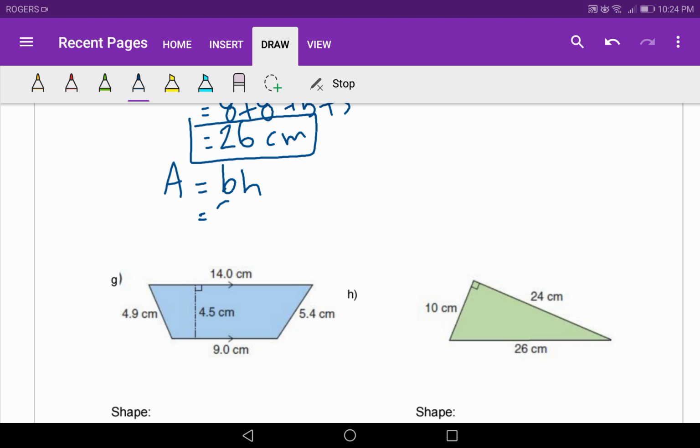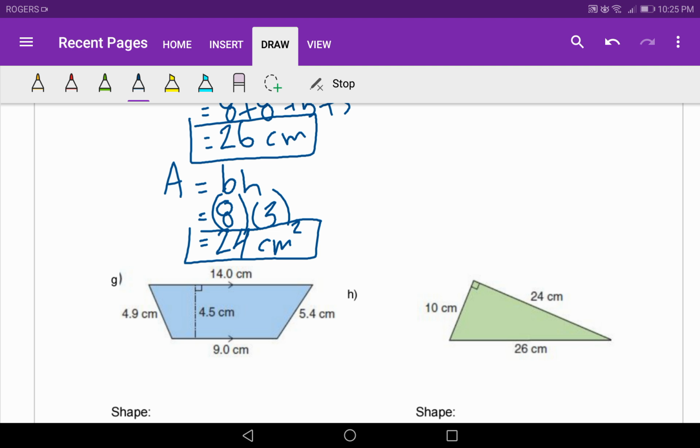So we have 8 times 3, which is 24. It's still centimeters, but it is centimeters squared when dealing with area. Okay, so that was easy.